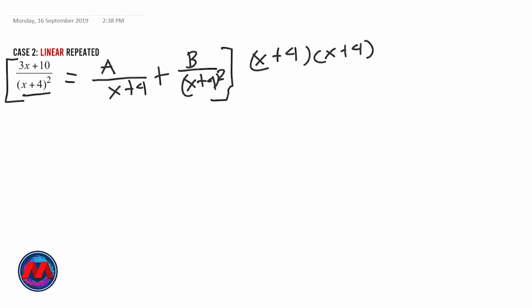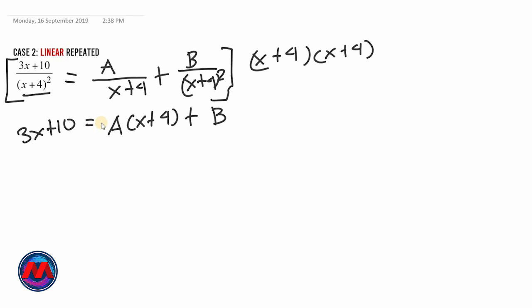Okay, multiplying it here, maiwan lang is 3x plus 10. Multiplying to the first term, magka-cancel yung isang x plus 4 tsaka isang x plus 4. Yung matitira is a times x plus 4 plus b. Bakit b lang natira? Kasi nag-cancel yung x plus 4 squared tsaka yung x plus 4 squared. Kasi same sila. Alright. Now, let's move on to finding a and b.